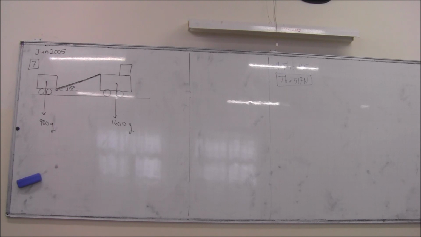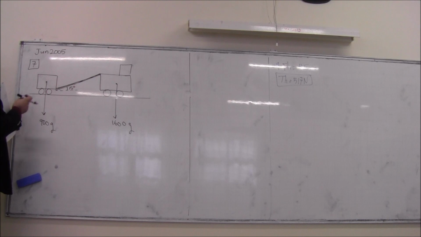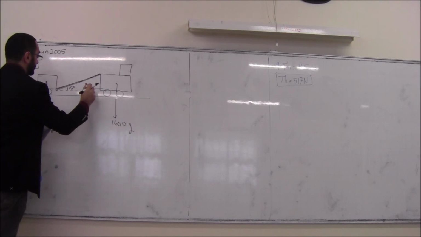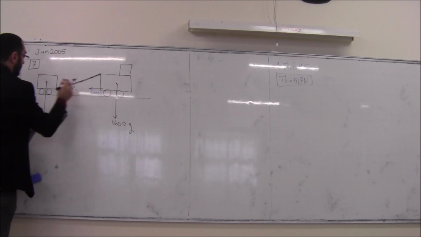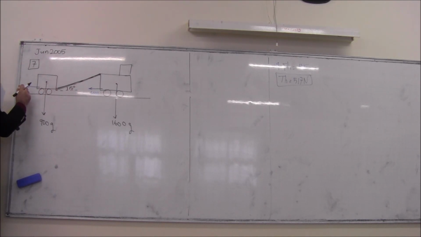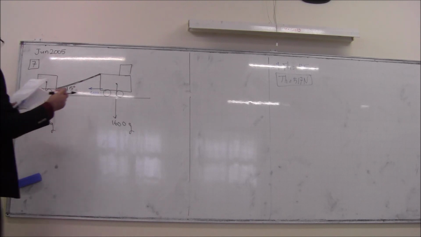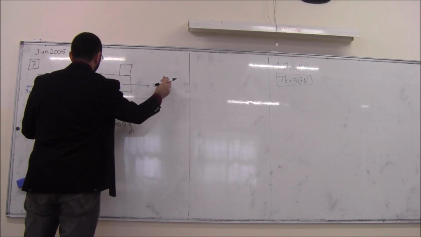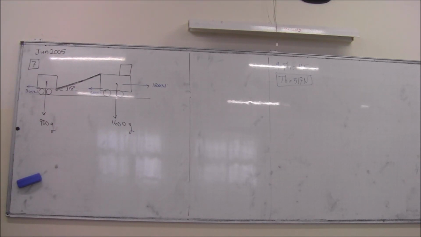The lorry and the car experience a constant resistance to motion of magnitude 600 newtons for the lorry and 300 newtons for the car, respectively. The lorry's engine produces a constant horizontal force of 1,500 newtons. Find the acceleration and the tension.